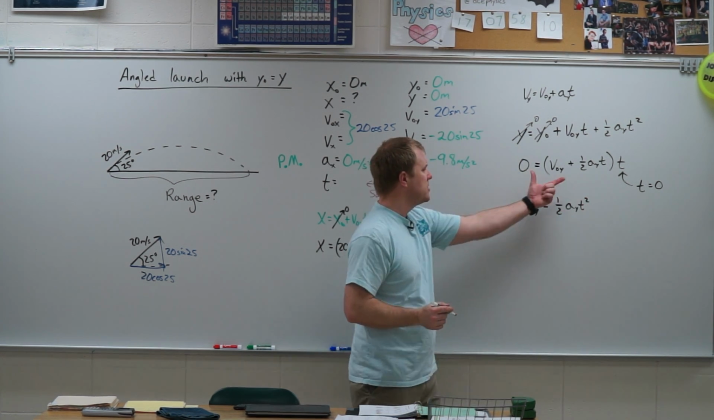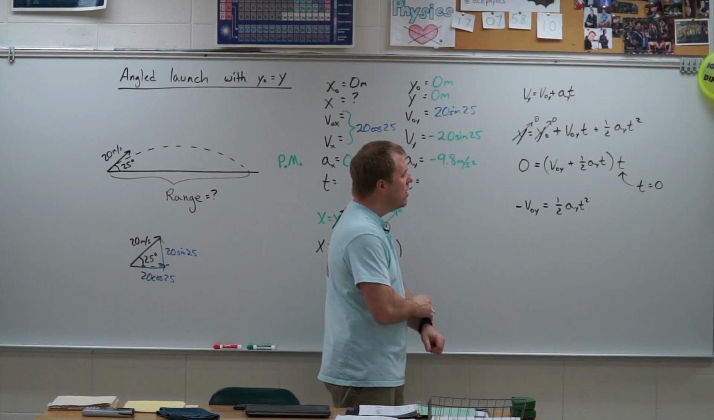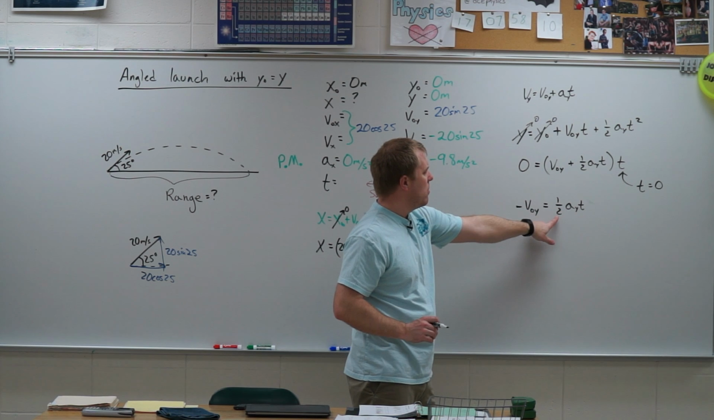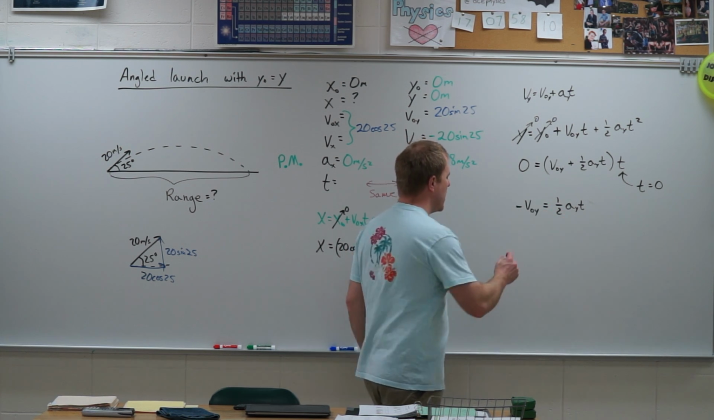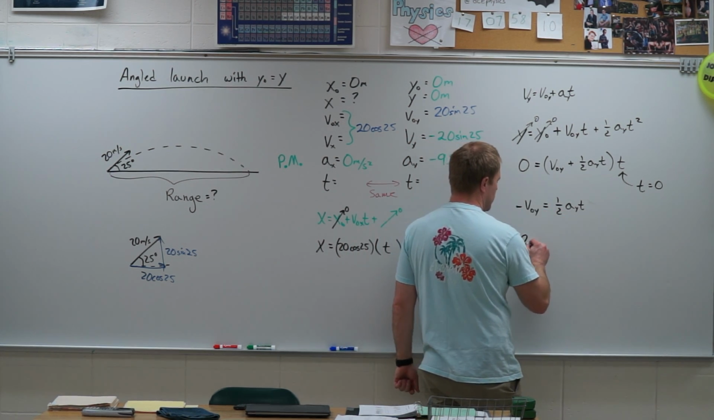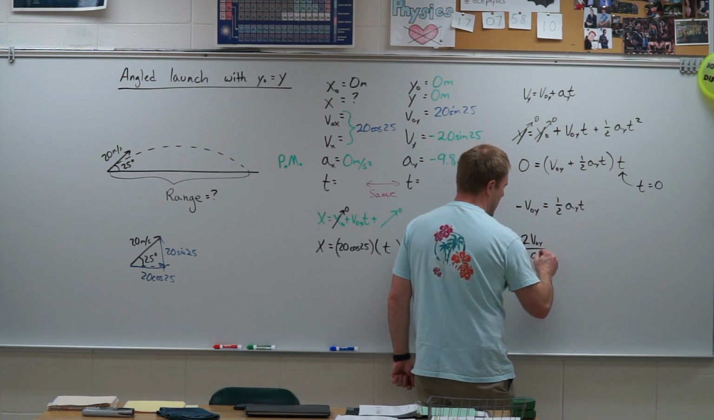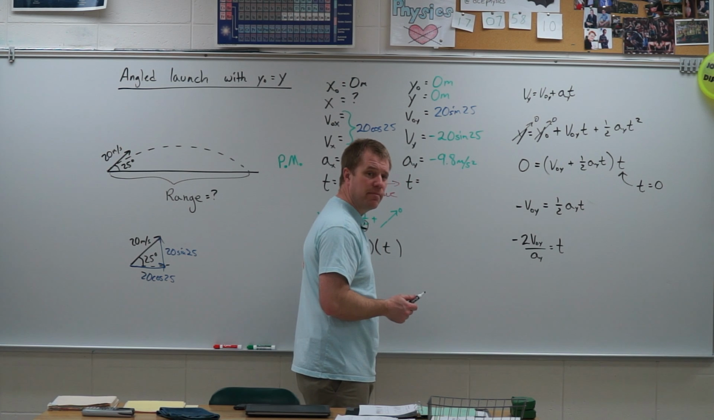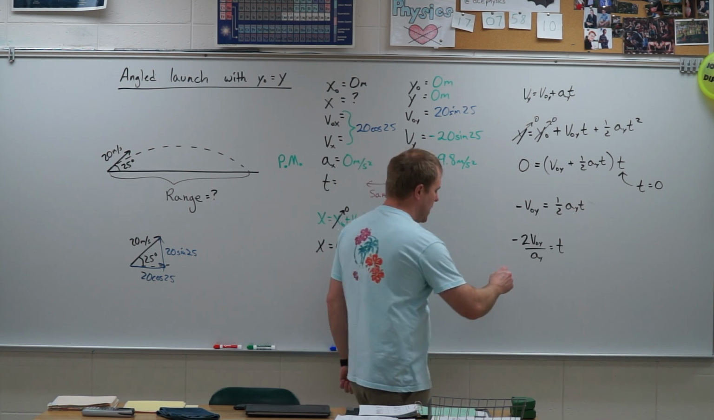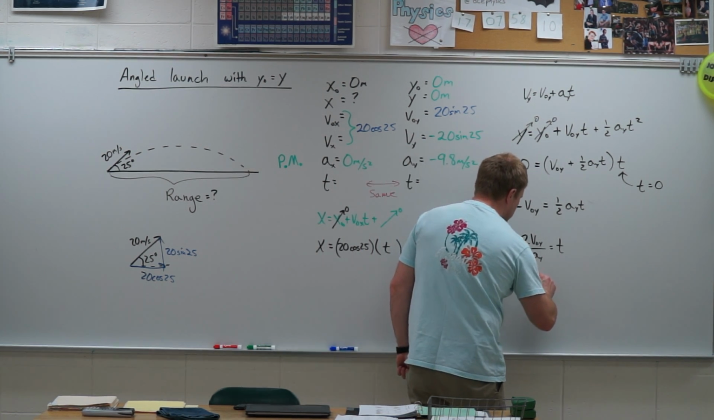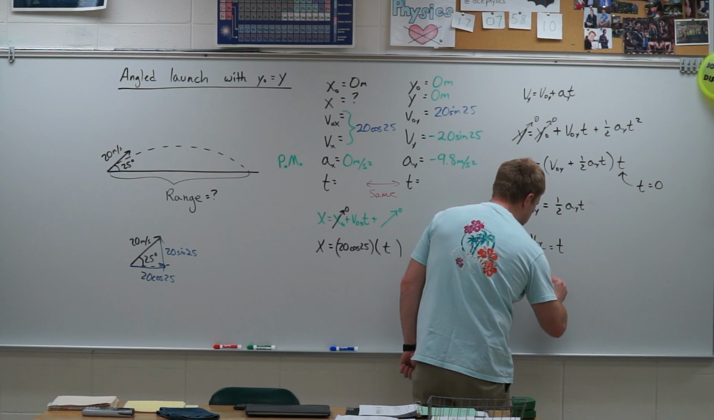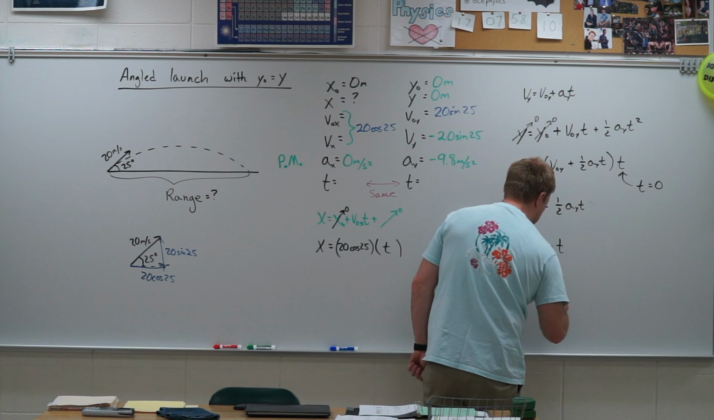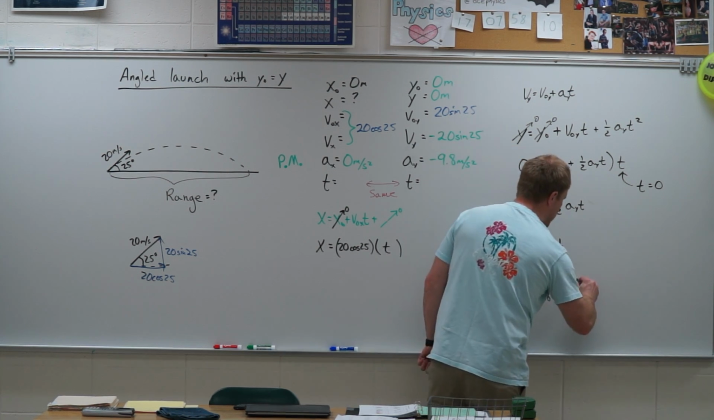Okay. So again, I'm solving for the solution for time in there. And I just need to, oops, that's not t squared, that's just t. Go ahead and multiply by 2, divide by a y. So I have negative 2 v naught y divided by a y equals t. Plug in my information here, and I have negative 2 times 20 sine 25 divided by negative 9.8 equals t.